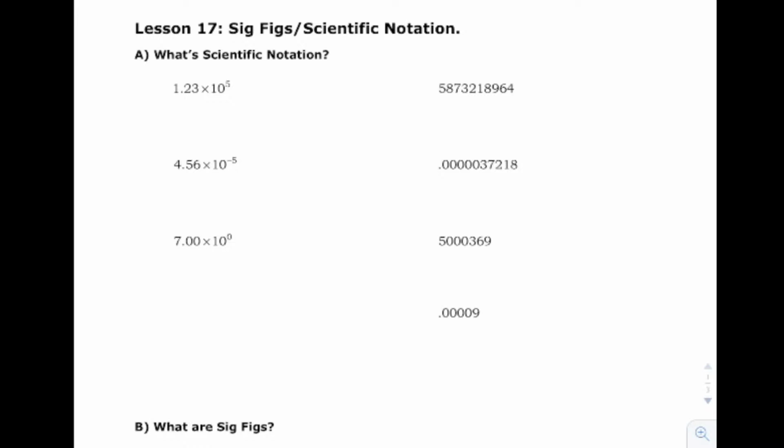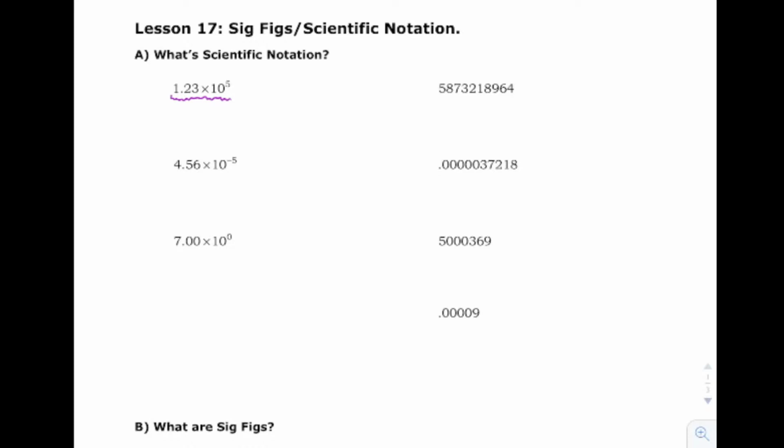We're going to be playing with sig figs and scientific notation. I want to start with scientific notation because I'm sure you've seen this before somewhere. But let's just make sure we all remember exactly what this means. When you see something expressed this way, 1.23 times 10 to the 5th power, do you remember this trick?